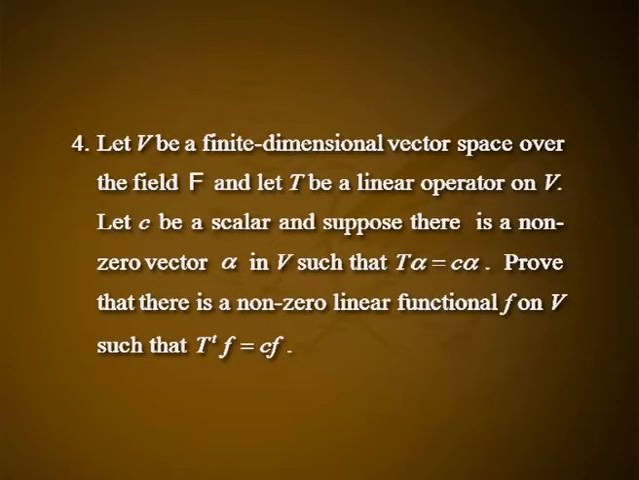4. Let V be a finite dimensional vector space over the field F and let T be a linear operator on V. Let c be a scalar, and suppose there is a non-zero vector α in V such that Tα equals c into α. Prove that there is a non-zero linear functional f on V such that T^t f is equal to c into f.